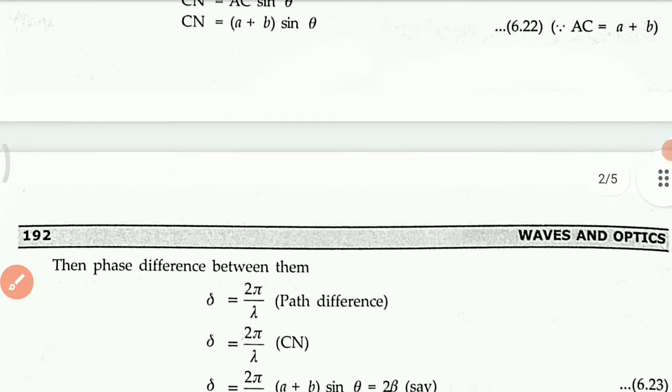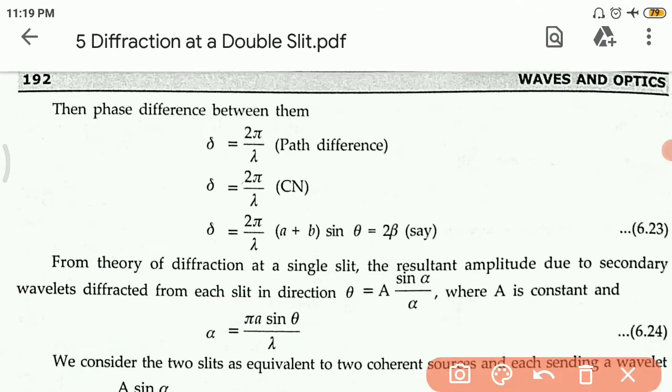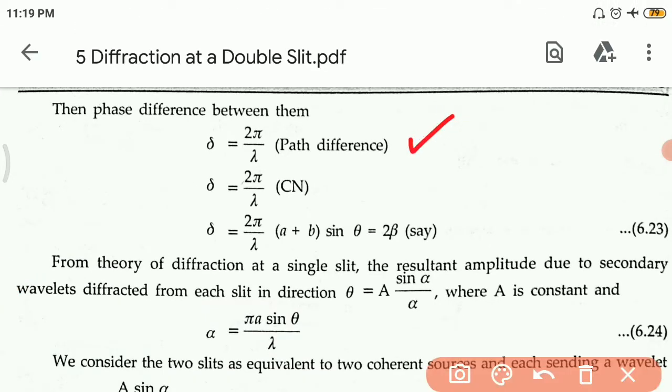Okay, then what will the phase difference be now? It will be 2 pi by lambda into path difference, so 2 pi by lambda into (a plus b) sin theta, and let us say that it is equal to 2 beta, okay.